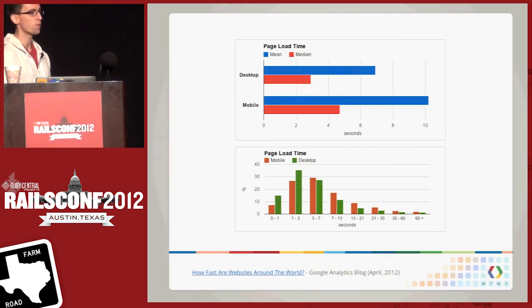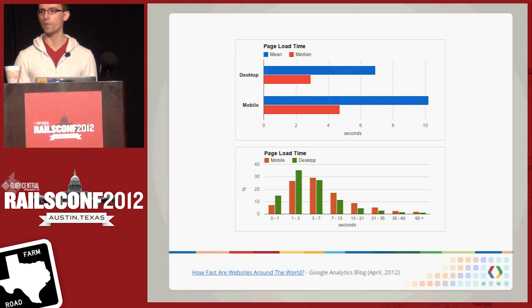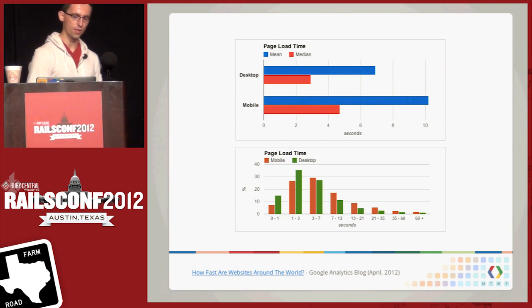So we actually did some studies. We ran and published these numbers on the Google Analytics blog. We looked across hundreds of millions of sessions on the web, and this is not specific to Google web pages, this is the web as a whole. And we wanted to get some feel for how long pages, on average, take to load on desktop versus mobile. So here are the numbers.